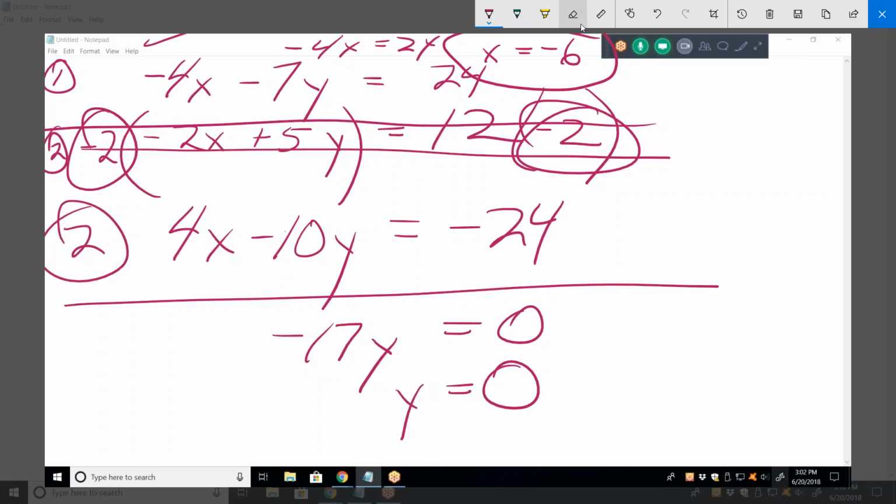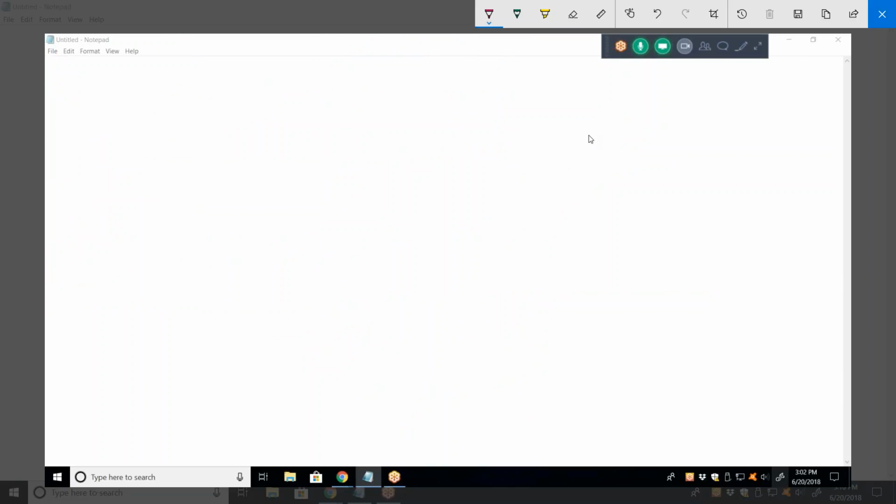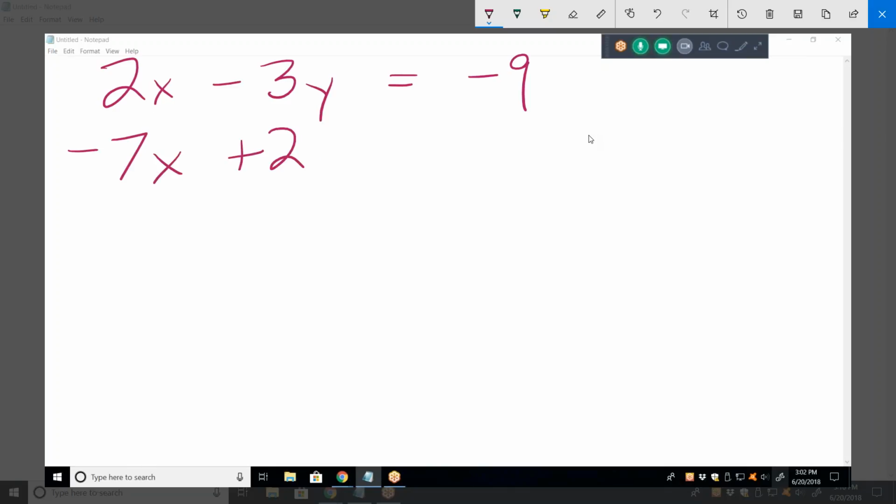True. All right. Okay, I've got one more of these. And it's 2x minus 3y equals negative 9. And then negative 7x plus 2y equals 23. What are we going to do here?